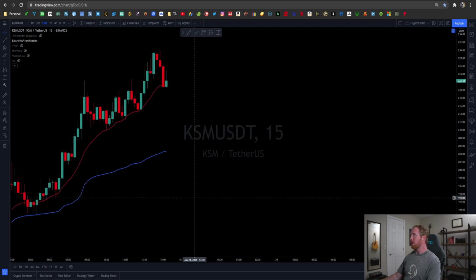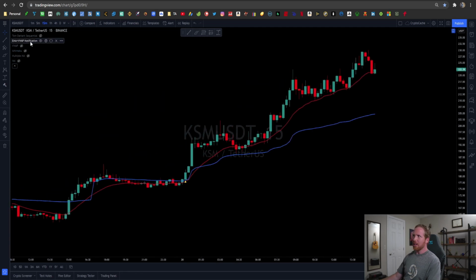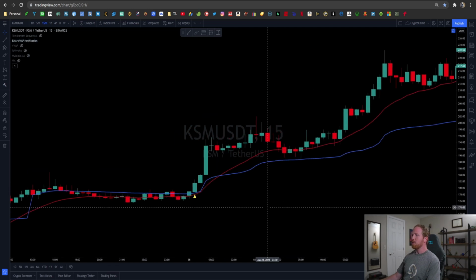Another thing to note, and this is part of my indication for my EMA and VWAP notification. If you're new to the channel, just to clarify, I'm a big fan of the EMA and VWAP lines on the 15-minute chart specifically. What I look for is confirmation, because you want confirmation that the price is going in the direction you want to head, right?